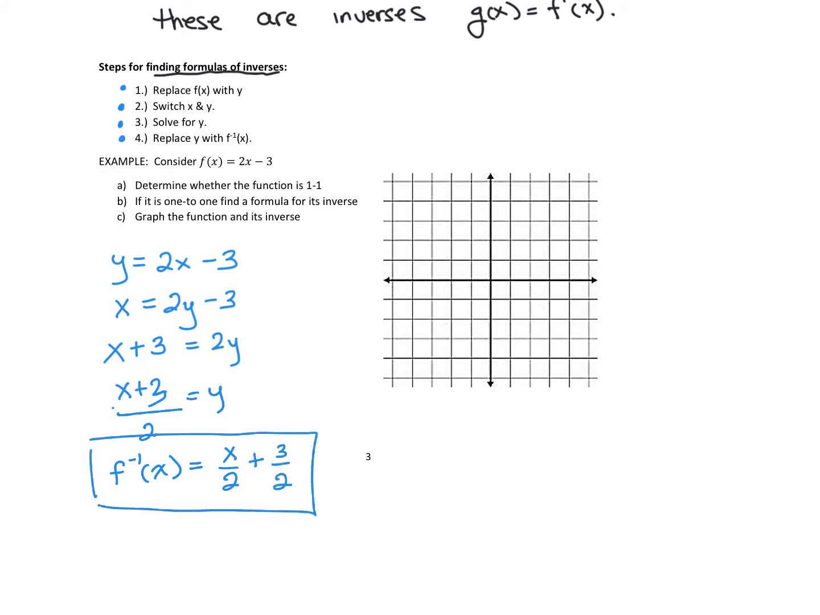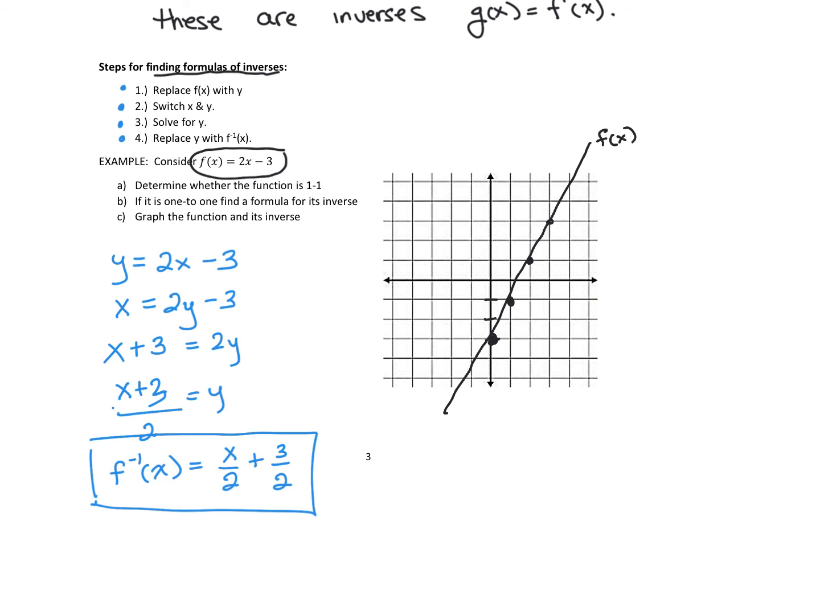And then I wanted to show you what that looks like graphically. So for our original function, f of x, it's a line, and so we've got negative 3, and we will go up 2 and over 1, up 2 and over 1, up 2 and over 1, and we get this line for f of x.